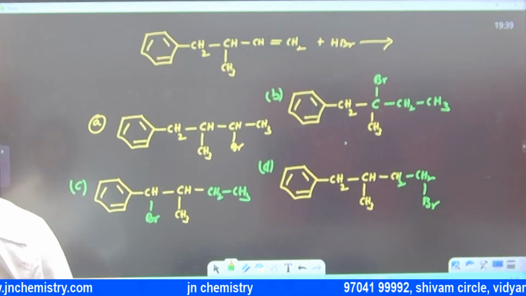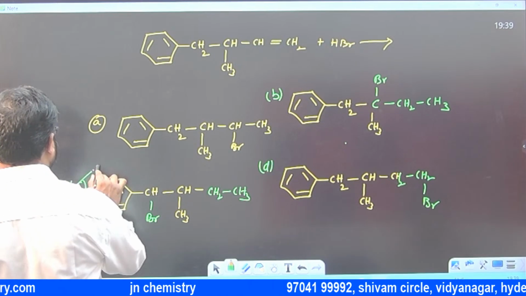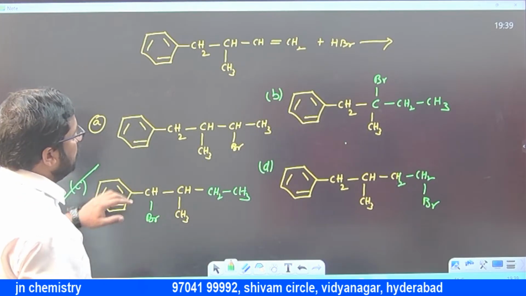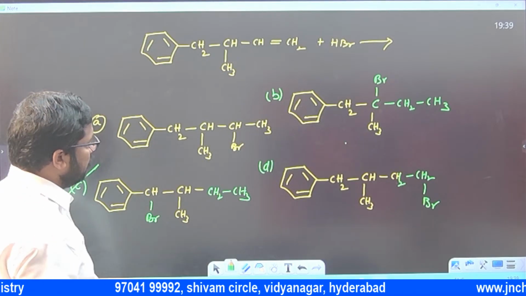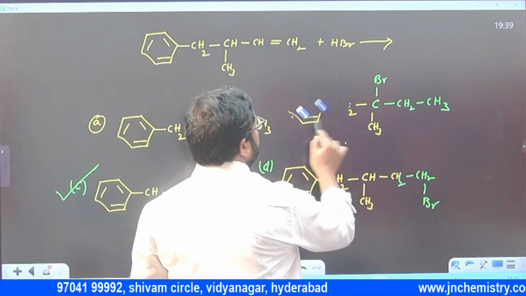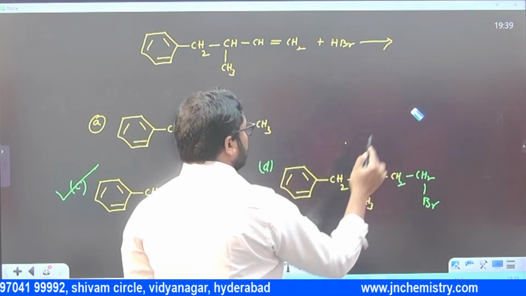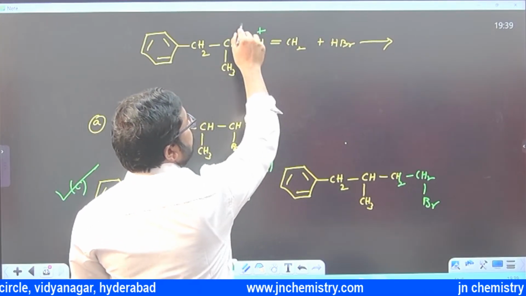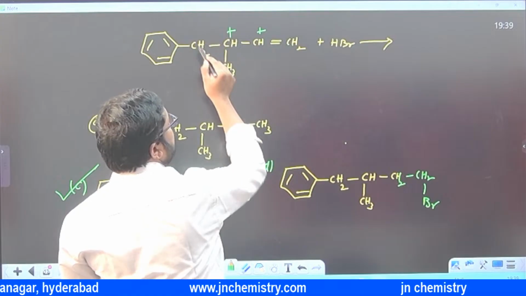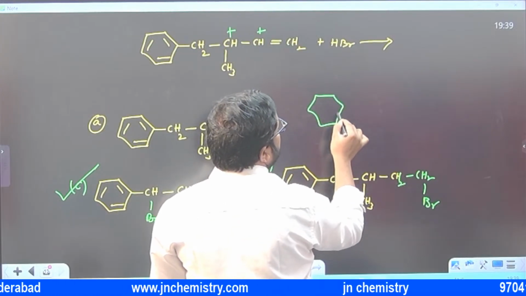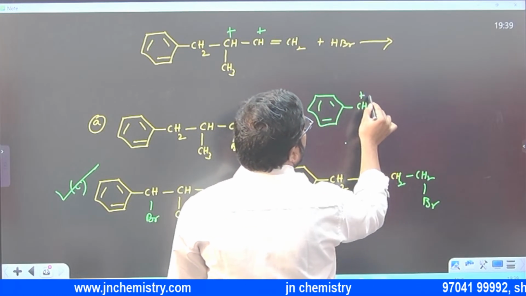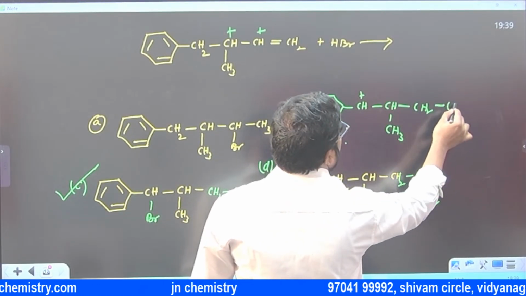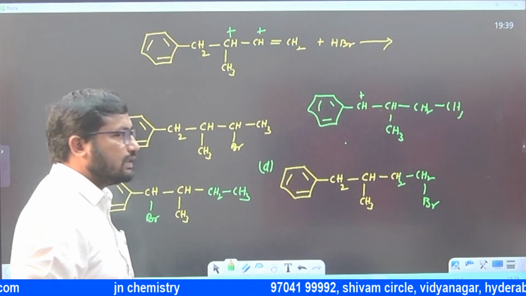Answer C is correct because the carbocation forms first, right? I'm just removing this compound. So first the carbocation is forming over here, then afterwards a hydride shift comes once again. So this carbocation is more stable because it is stabilized by resonance stabilization. Okay, that is the reason. So option C is correct.